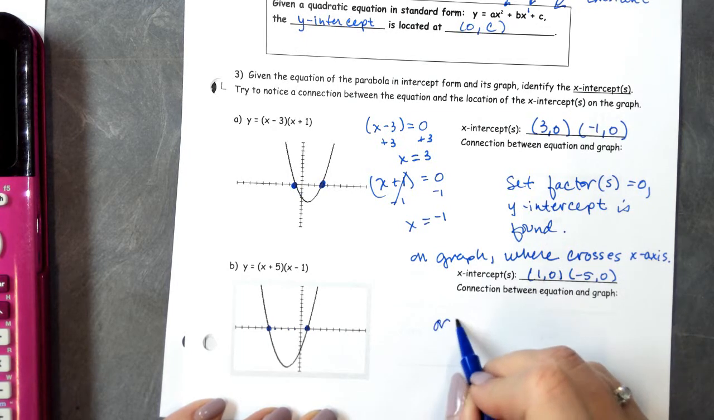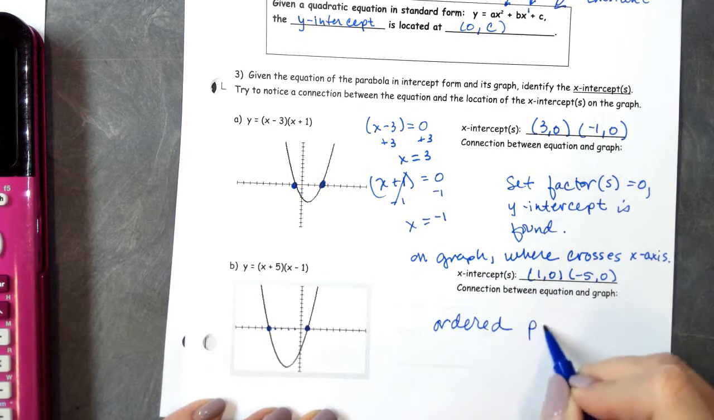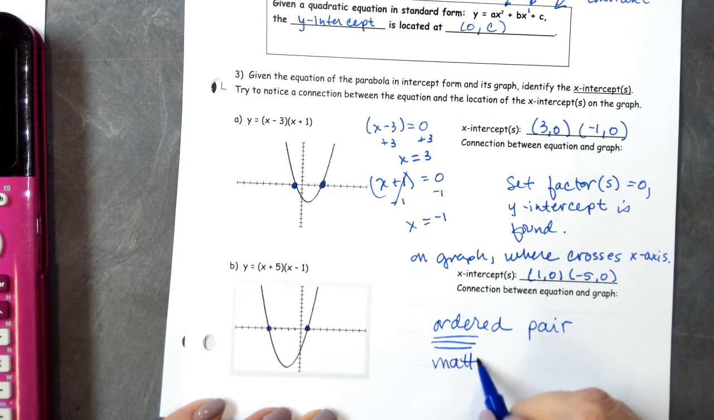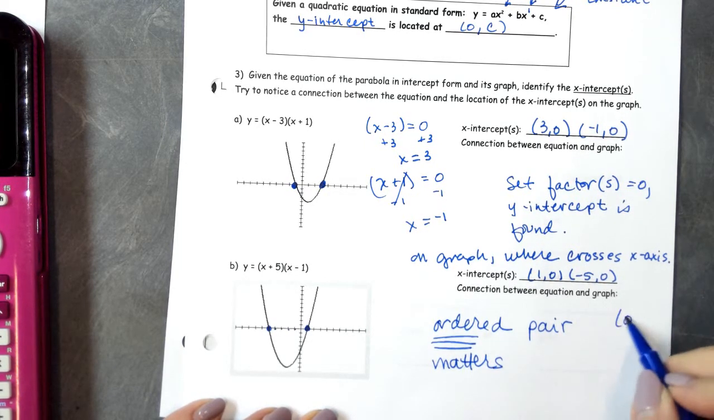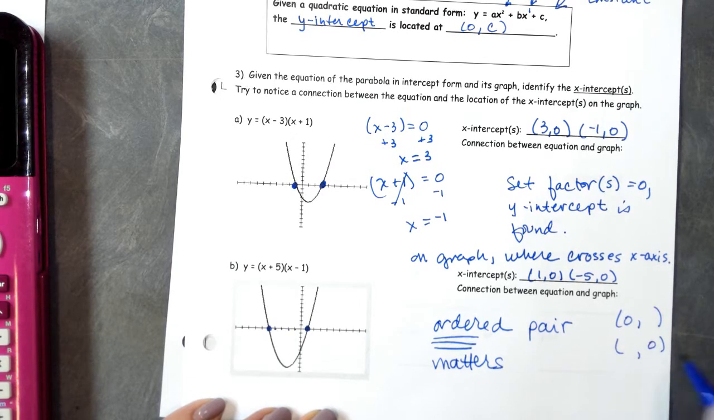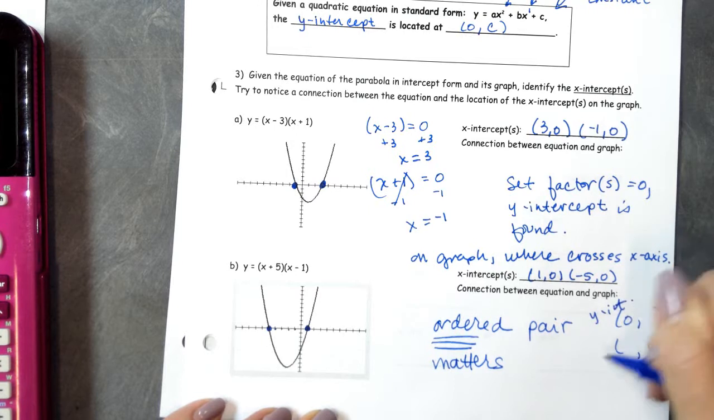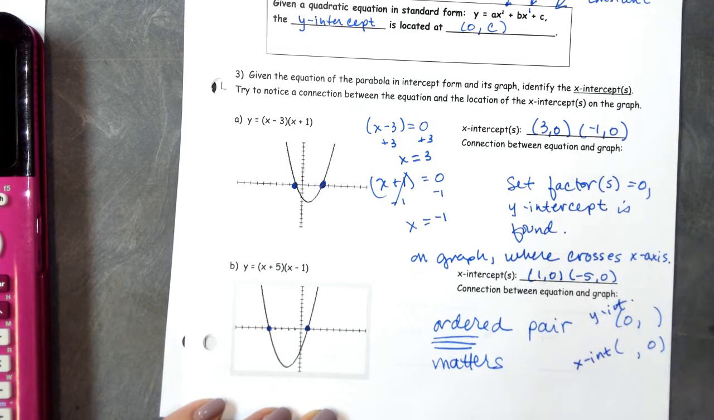Why is it called an ordered pair? Because order matters. So it matters who's 0 first and who's 0 second. So this is going to be your y-intercept, and this is always going to be an x-intercept, because that's where y is 0 and x is 0.